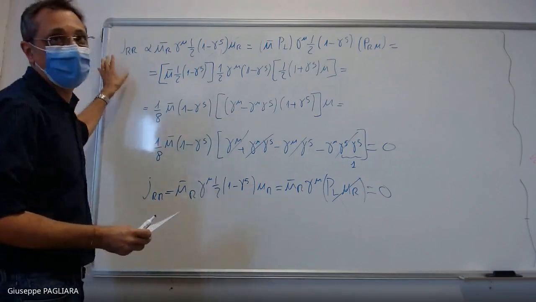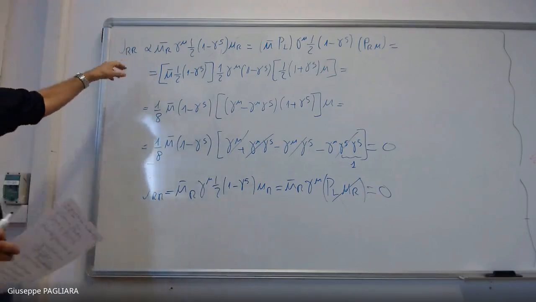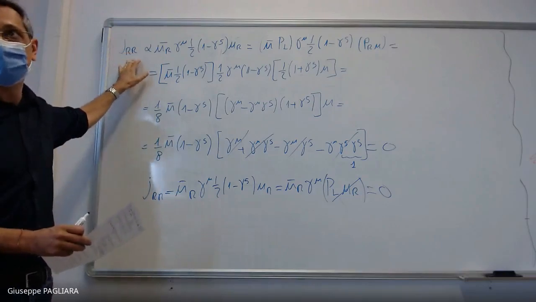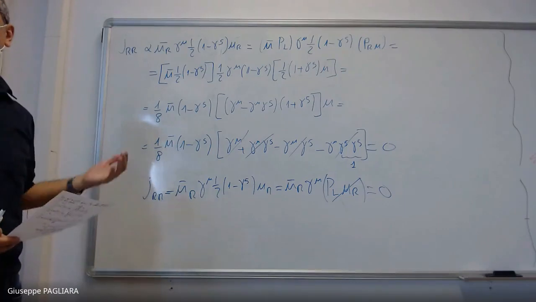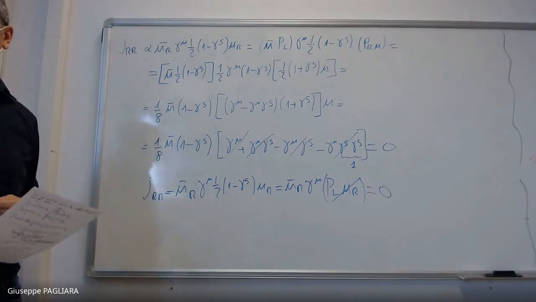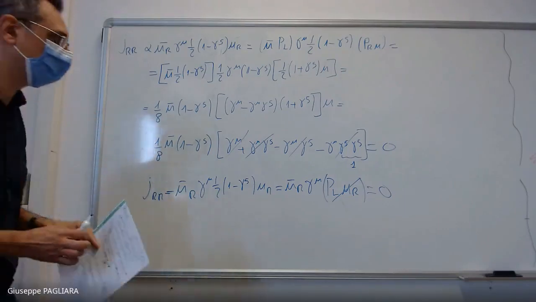So this was the first part of the demonstration. We showed that also the right-handed current is 0 in the weak interaction. Now we have to show that the current that we derived before only deals with the left-handed fermions.